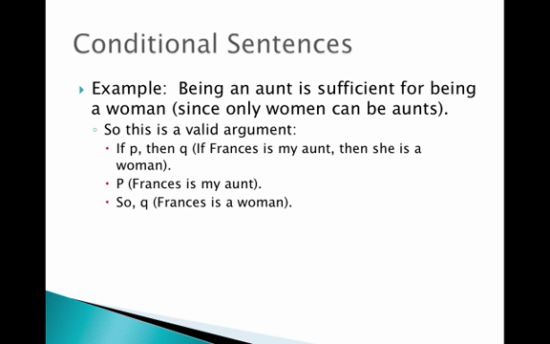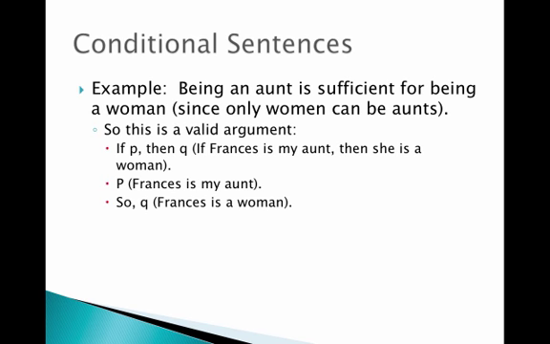Being an aunt then is sufficient for being a woman. Being a woman is sufficient for being a human being. Being a human being is sufficient for being a mammal. Being a mammal is sufficient for being an animal. Being an animal is sufficient for being living. Being living is sufficient for being biological, I guess. But being a woman is not necessary for being human. Being a mammal is not necessary for being an animal. Being human is not necessary for being a mammal. All right.